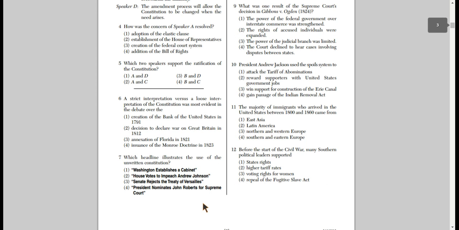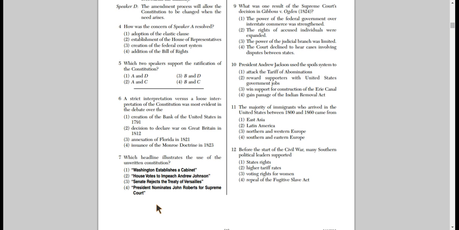All right, so number 7. Which headline illustrates the use of the unwritten Constitution? So that means that it's something that we do, but it's not written down. All right, Washington establishes a cabinet. House votes to impeach Andrew Johnson. Senate rejects the Treaty of Versailles. President nominates John Roberts for Supreme Court. All right, so you're going to pause, get rid of 2, choose your answer, and come back.